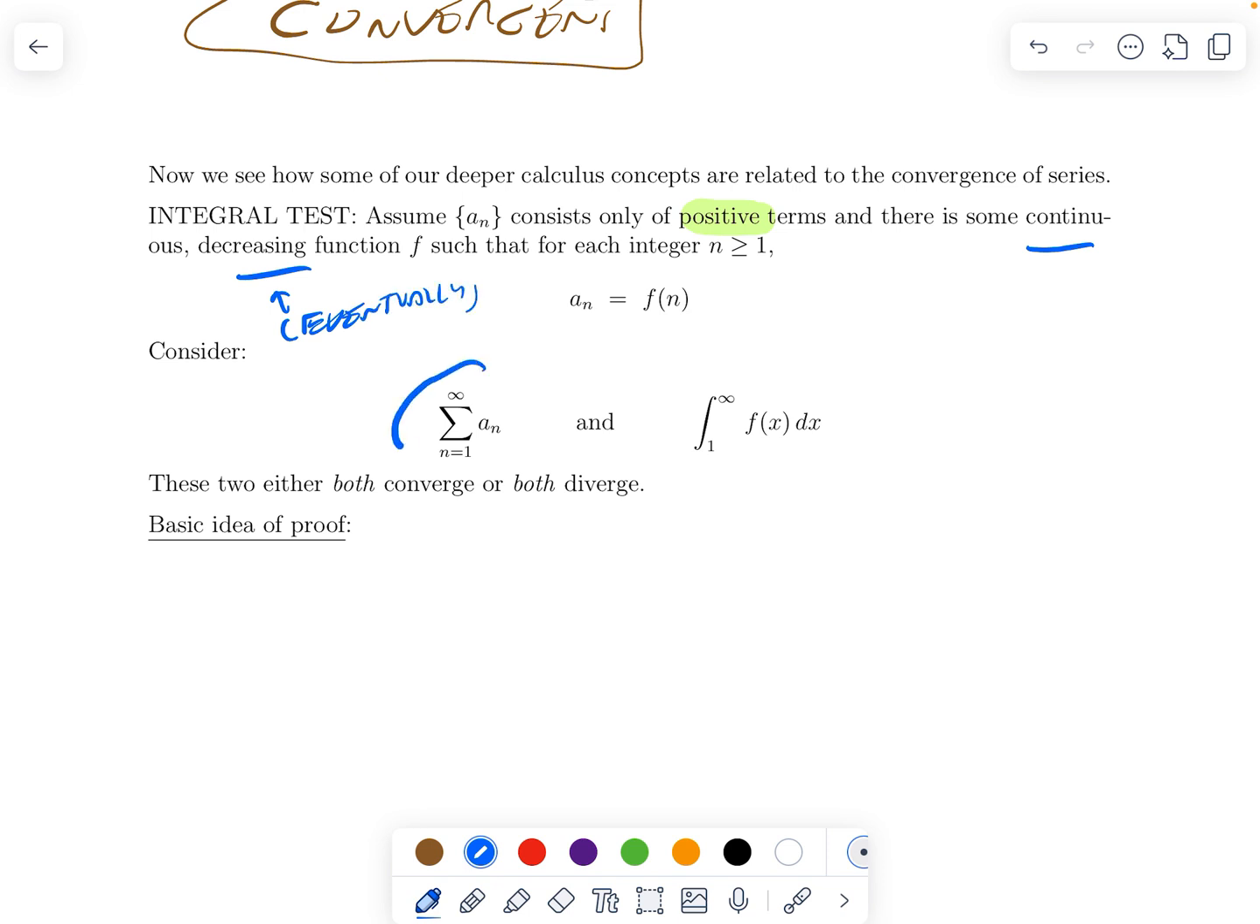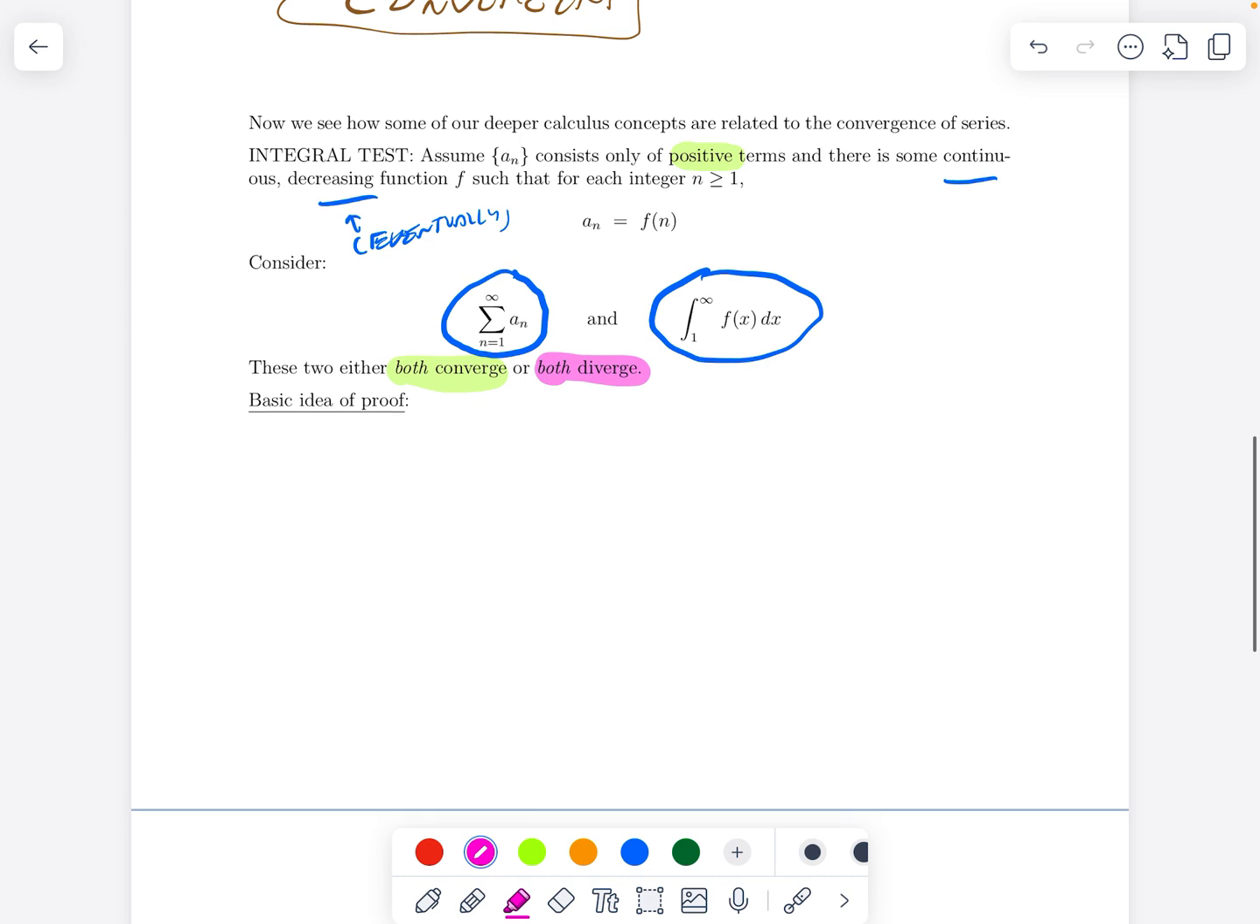So if we're thinking about this infinite series versus this improper integral, right, they both involve some sort of accumulation as we're going out to infinity. This one is literally adding things, a1 plus a2 plus a3 plus a4 plus a5. This one is a more continuous process, but we can think of it as an accumulation of area. Here's the thing. Either they both converge or they both diverge. And I'll give you a gist of what's going on here.